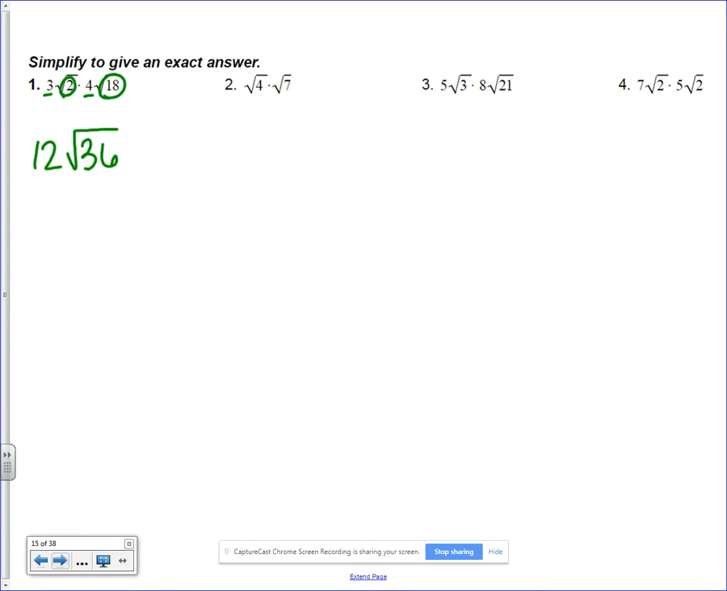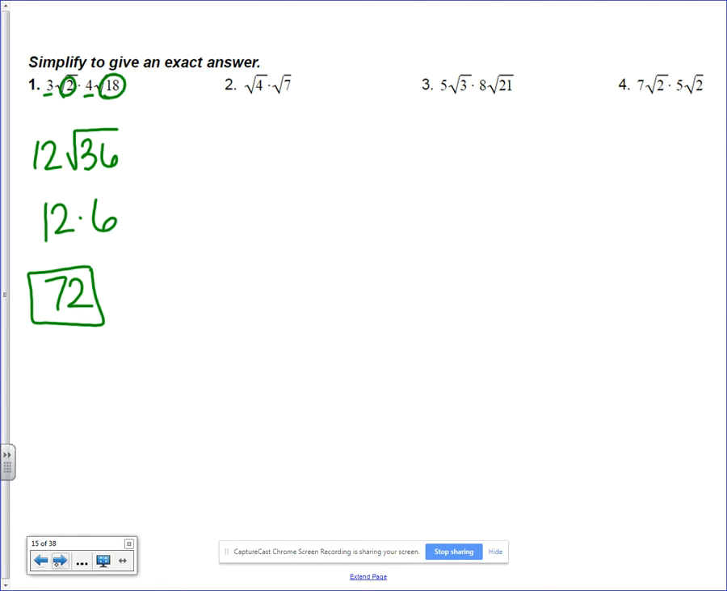Now I need to simplify if I can. Good news is 36 is a perfect square. What is the square root of 36? So it's really 12 times 6. Notice there's no more radical there because that was a perfect square. What do you get? 72 will be my final answer. Okay.